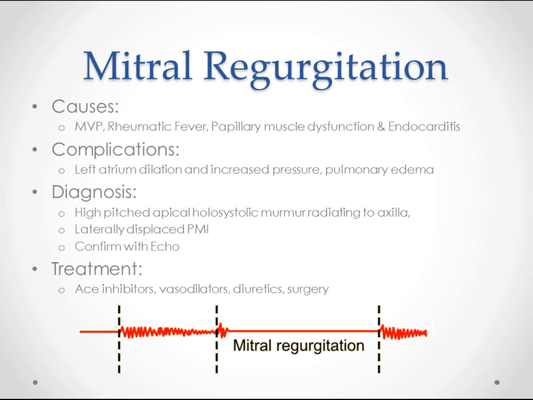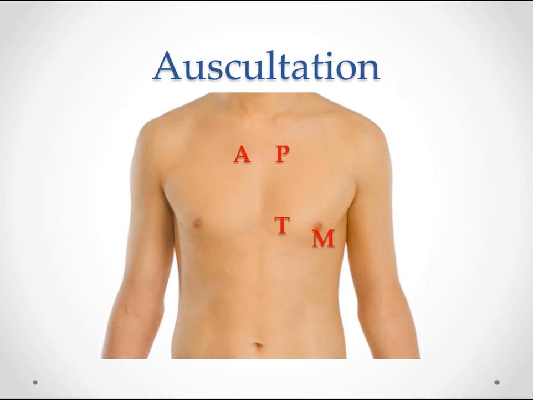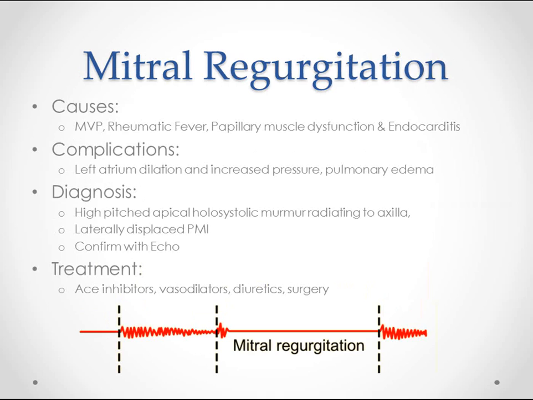It's going to sound like a high-pitched apical holosystolic murmur radiating to the axilla. So when I say apical holosystolic murmur, remember back at the listening posts, that little M is down at the apex of the heart. That's where you hear most mitral pathology. So you also get a laterally displaced PMI, and this is going to be, again, confirmed with echo, which all of these will be. I might stop talking about the diagnosis because in all of them you're going to confirm with echo.